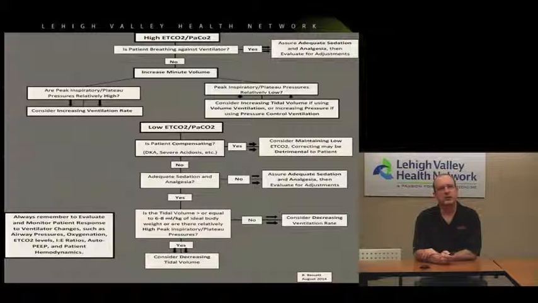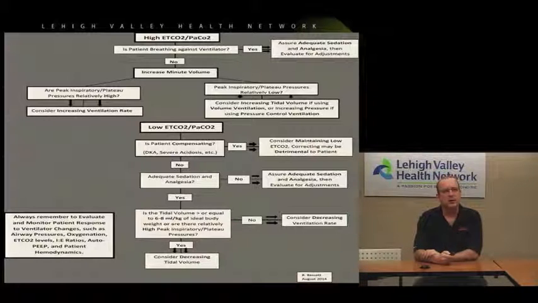Now, if their peak inspiratory or plateau pressures are relatively low, like around 20 or lower, maybe 25 or lower, and it seems like the tidal volume is a little bit on the low side, then it might be easier to just increase their tidal volume, or if you're using pressure control ventilation, then increase the amount of pressure you're delivering for each breath.